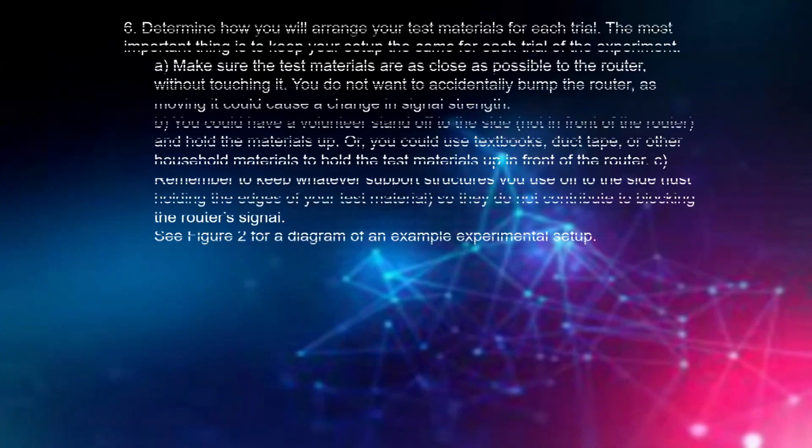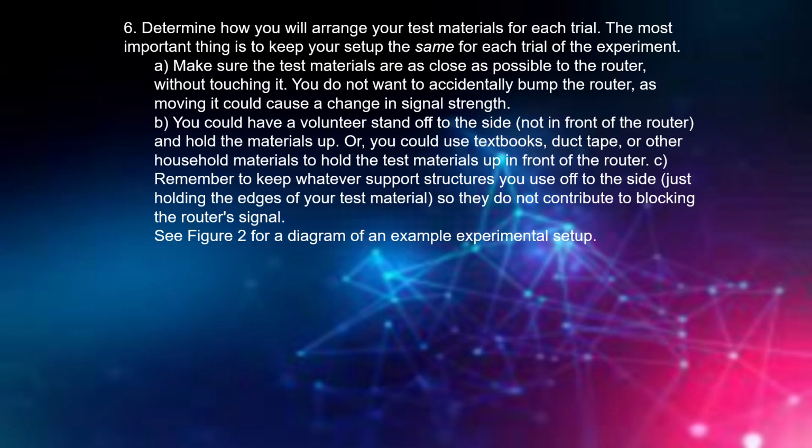Now we have to determine how we will arrange the test materials for each trial, and the most important thing is to keep the setup the same for each trial of the experiment. A part: make sure that the test materials are as close as possible to the router without touching the router. And B part: we could have volunteers stand off to the side of the material or the router so that they can check again and again that the router doesn't fall.